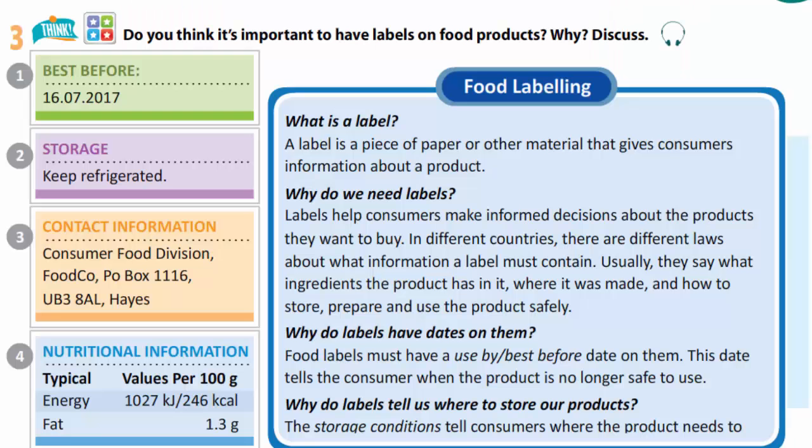In exercise 3, you are to answer, do you think it's important to have labels on food products? Why? Let's listen to the model. I think it is important for food products to have labels so we can know exactly what we are eating and make informed decisions about products before we buy them.